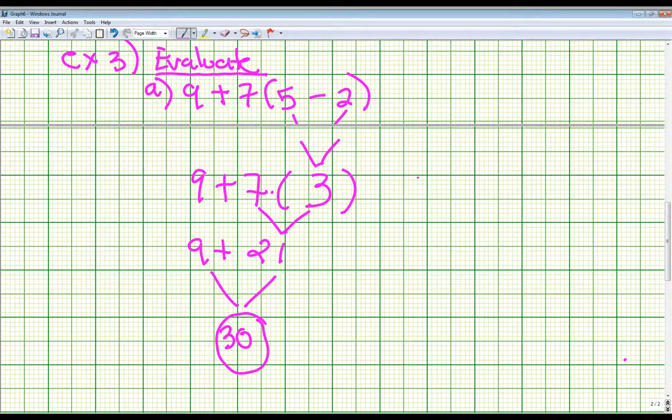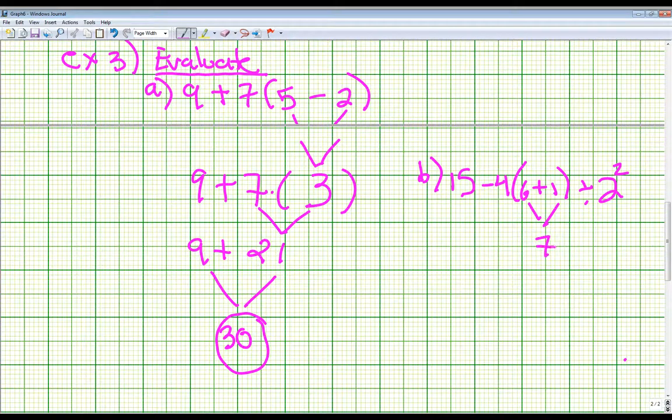Next, we'll go over here and do question B from example 3. This one says 15 minus 4, parentheses, 6 plus 1, and the parentheses, divided by 2 to the second power. Again, lots going on here. So we do have parentheses, so we're going to start there.